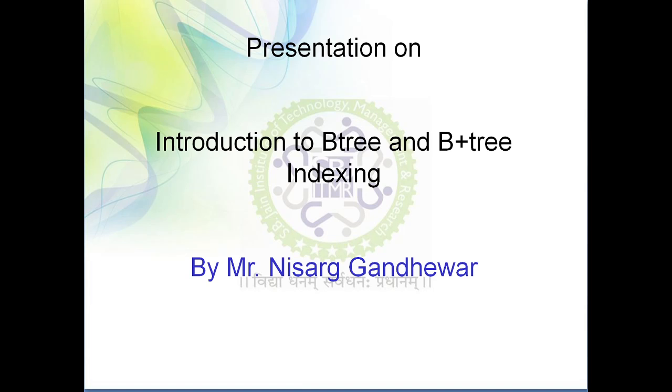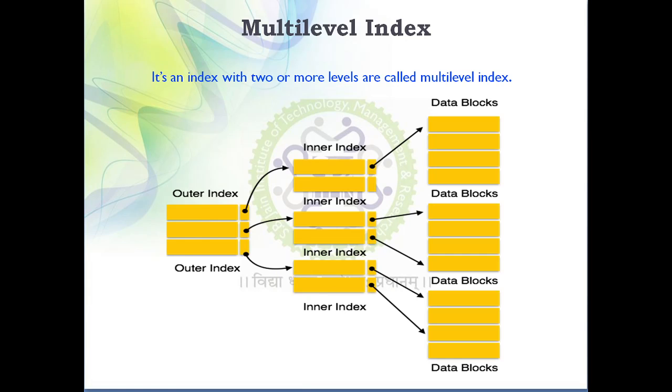In the last video I showed you the structure of multi-level indexing. This is the main structure of multi-level indexing. We have the actual table which is divided into a number of data blocks. In each data block we can store n number of records, and for this particular table we are storing the indexing. This is the inner index and this is the outer index. So multi-level indexing is useful when we have a tremendous amount of data.